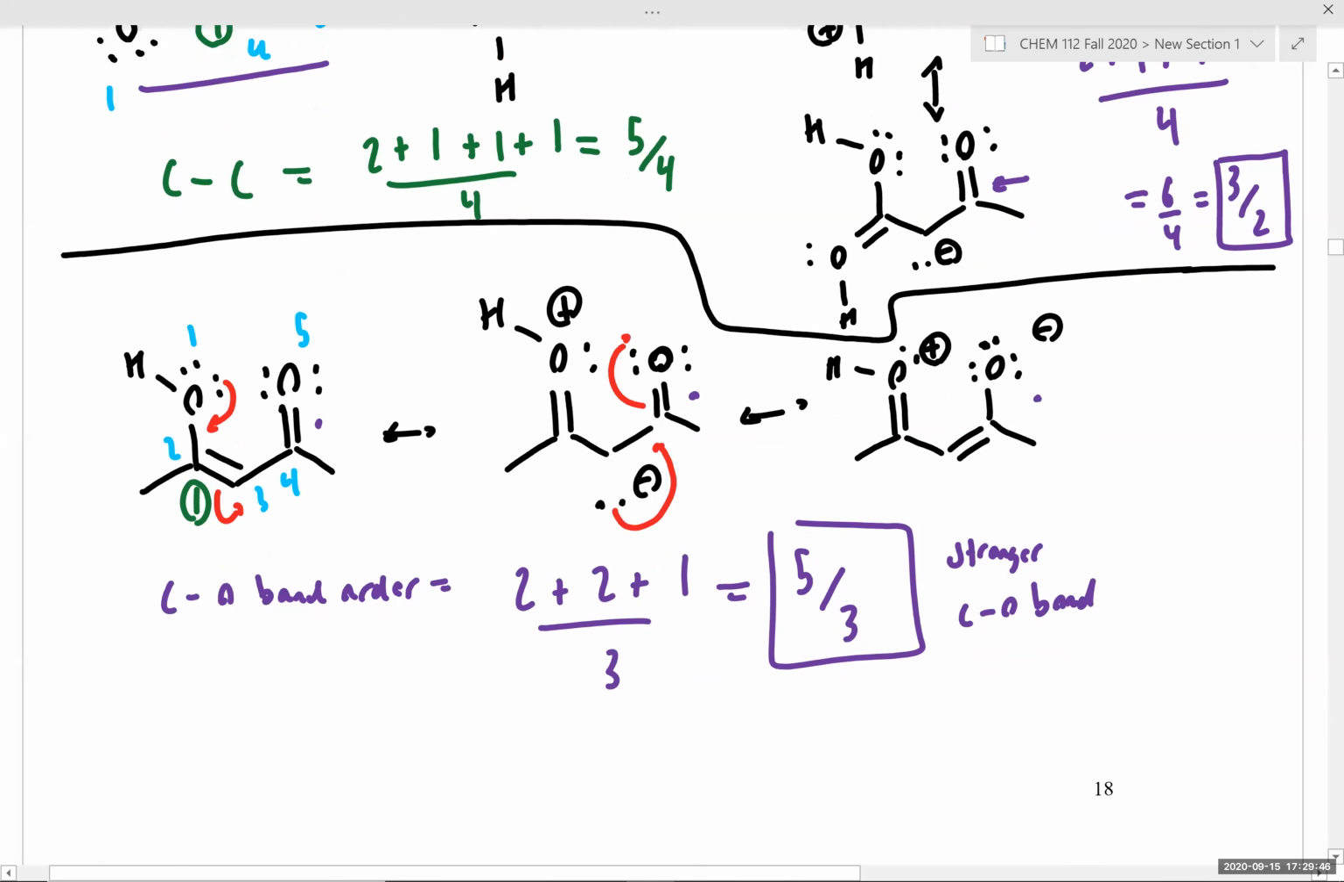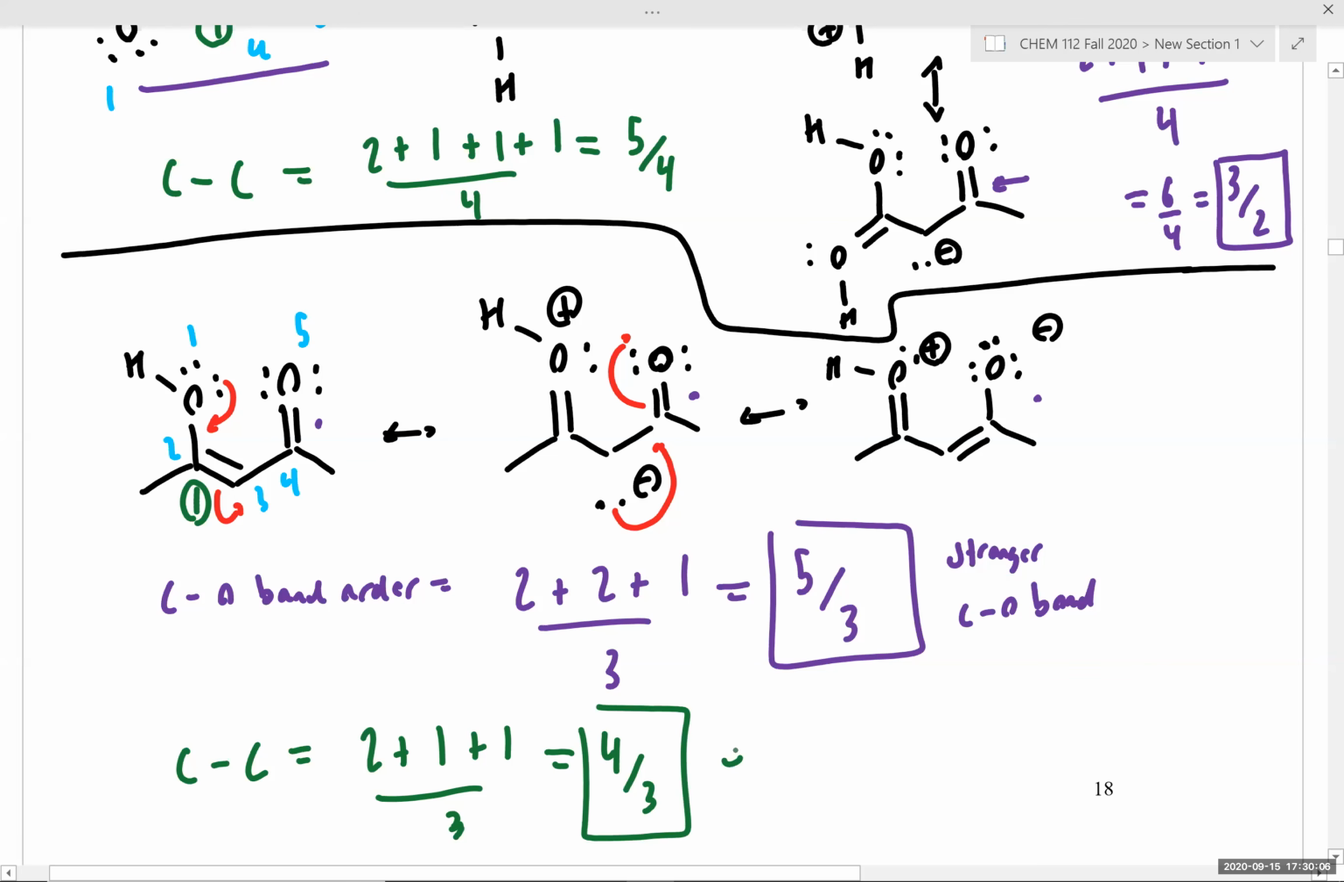Okay, let's look at this next bottom example. So we have a bond order of 2 in our first structure, a bond order of 1 in our second structure, and a bond order of 1 in our third structure. And we divide this out and we get 4/3. So as we can see, we have a shorter and stronger carbon-carbon bond in our bottom example, because the average bond order is greater. You can consider both.